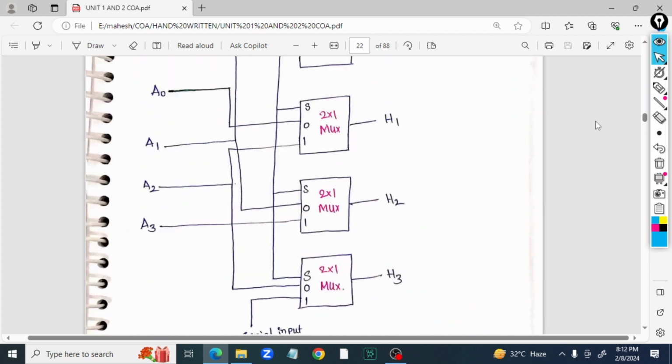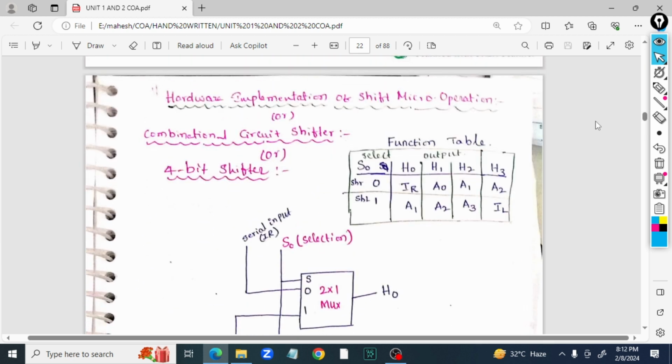Okay, so this is all about shift micro operation and its types.